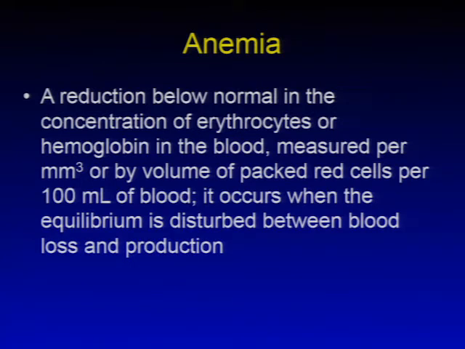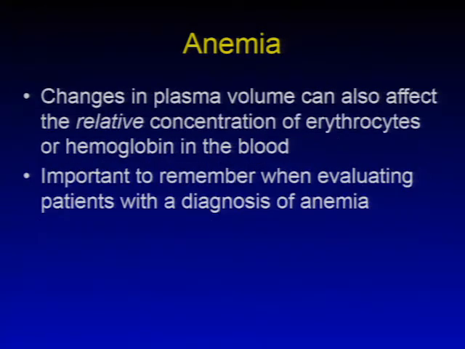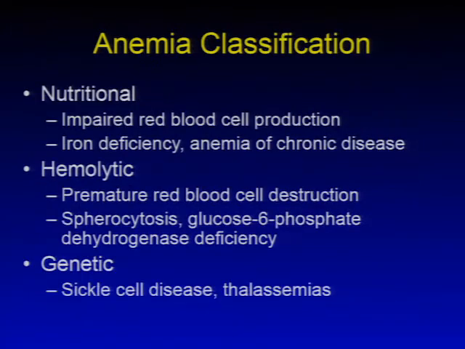Starting very basically, anemia is simply a reduction below normal for either erythrocyte or hemoglobin concentration, and it's a result of a disturbance in equilibrium between blood loss and production. One thing needs to be remembered considering anemia is that changes in plasma volume can also affect the relative concentration of erythrocytes or hemoglobin, and this is important when you're evaluating patients, and we'll touch more on that in future slides. There are a lot of ways to classify anemia.